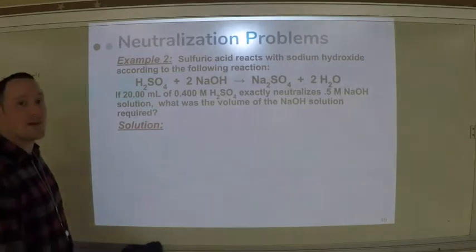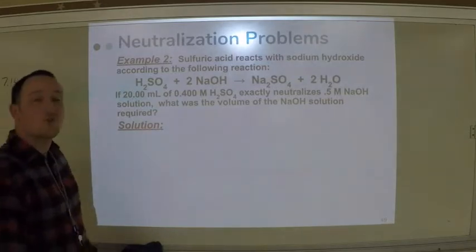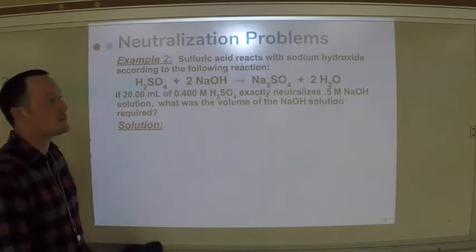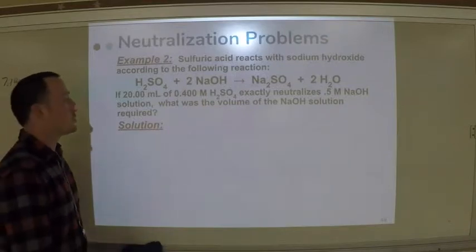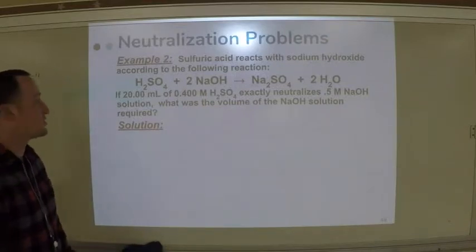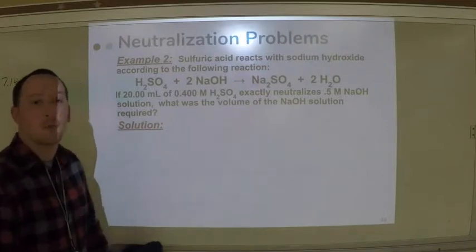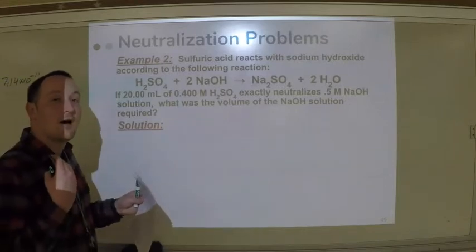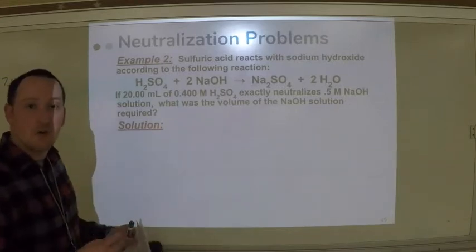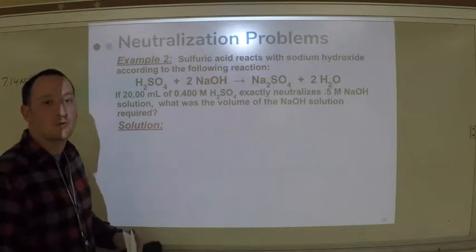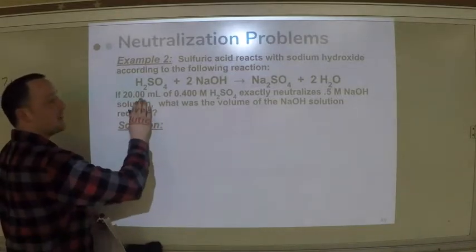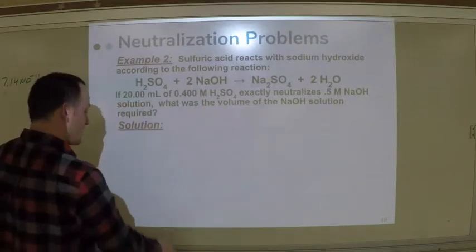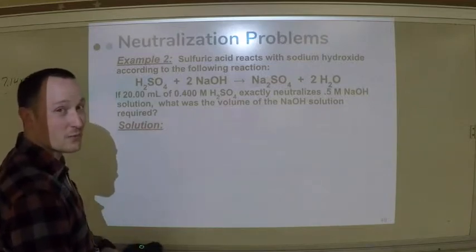So here's what the problem actually asks us to do. It says, if 20 milliliters of 0.4 molar H2SO4 exactly neutralizes 0.5 molar NaOH solution, what's the volume of the NaOH solution required? Well, let's look at our mole map. Again, let's identify what our A and B are. In order to consider something to be substance A, our known value, we have to be able to change to moles. Since we are given the molarity and the volume of H2SO4, if I know molarity and I know volume, I can change to moles. So that makes H2SO4 our substance A.